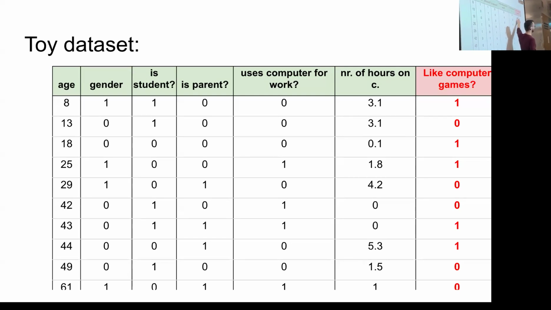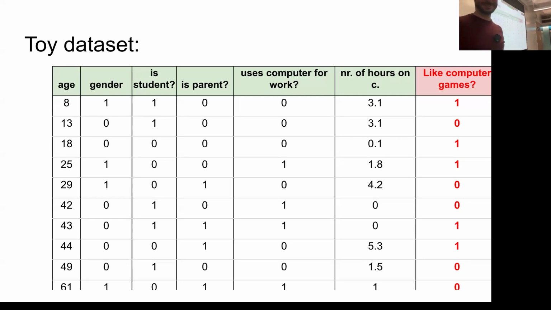1 is if they like computer games. 0 is if they don't like computer games. Okay. We have 6 features. We know the age of each person. We know their gender. 0 is male, 1 is female. We know whether they are a student or not, whether they are a parent or not, whether they use computer for work or not. And we know how many hours on average a day they spend on the computer, right? This is the last feature.